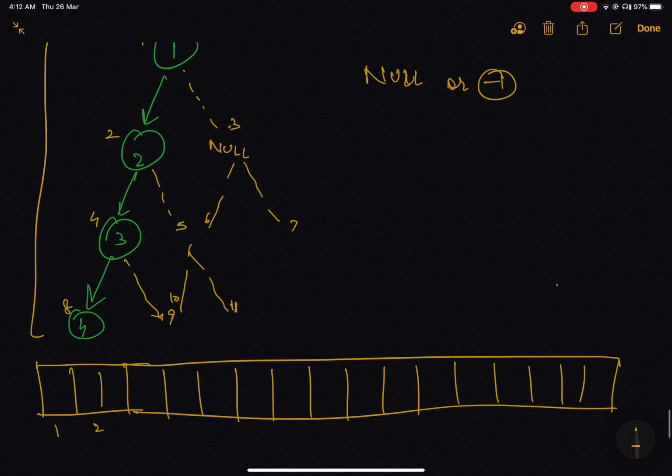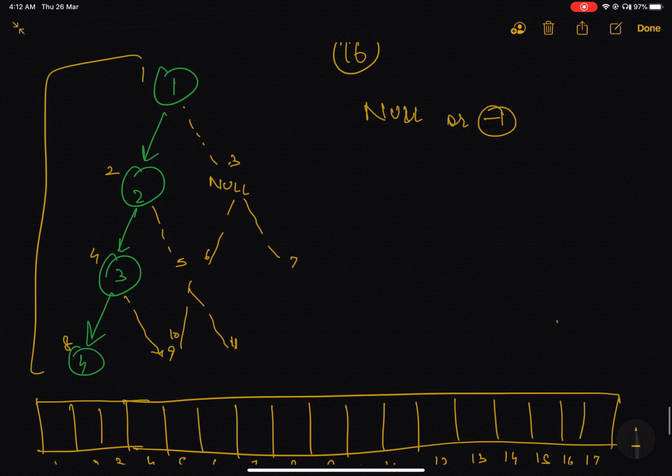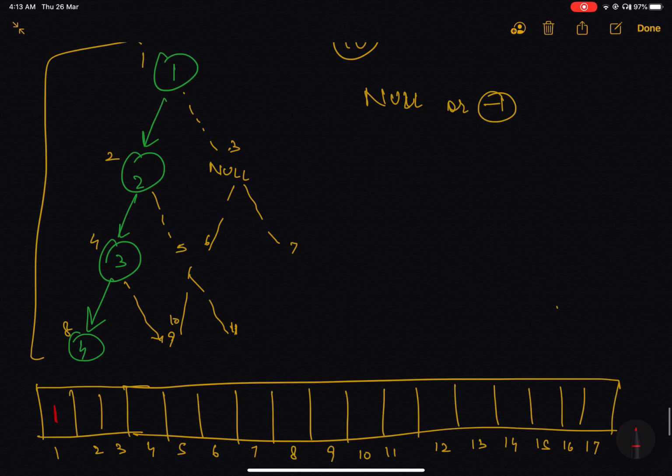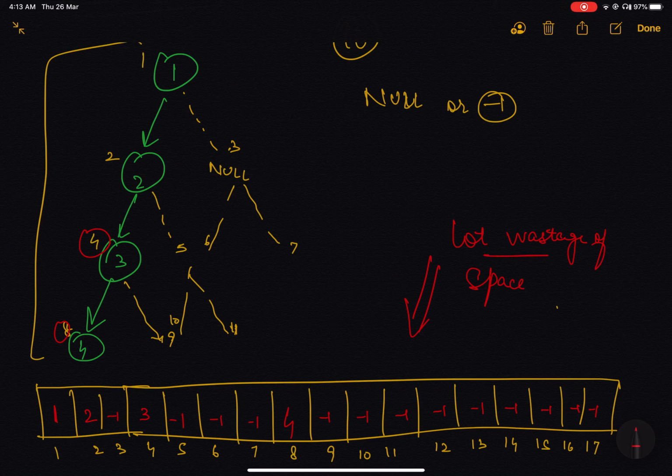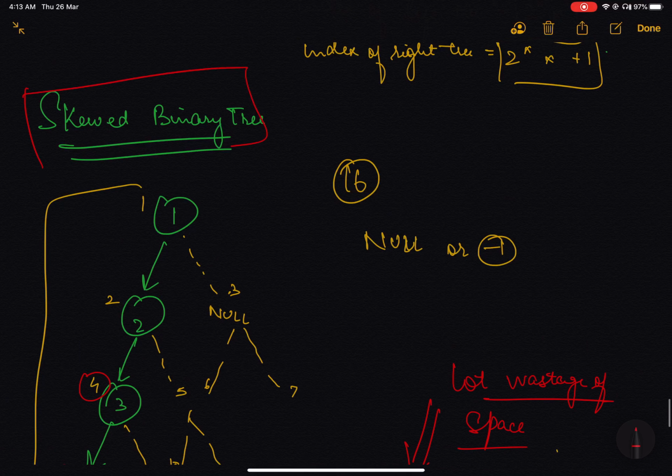So here, let us number the indexes. Okay, the node at index 1 is going to be 1. Now, what is the node at index 2? It is 2. What is the node at index 3? It is -1. Do you know what is the index of this tree? This is 4. So the node at index 4 is going to be 3. The node at index 8 is going to be 4. But you can see clearly here that all the other spaces are empty and will store nothing but -1. Thus, this is a lot of wastage of space. Thus, array representation is not suitable if a tree can be skewed or not balanced.